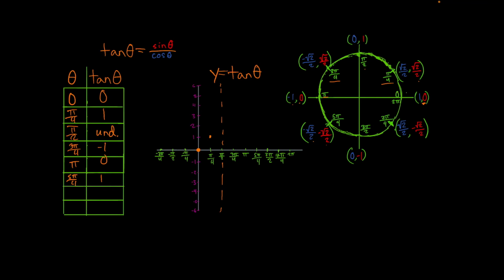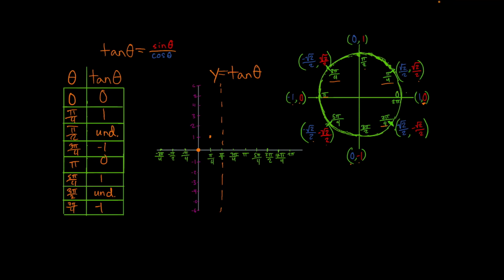Alright, now what about at 3 pi over 2? Well, we have negative 1 divided by 0. And negative 1 divided by 0 is undefined. And then let's do 7 pi over 4. We have square root of 2 over 2, comma, negative square root of 2 over 2. And negative square root of 2 over 2 divided by square root of 2 over 2 is negative 1.